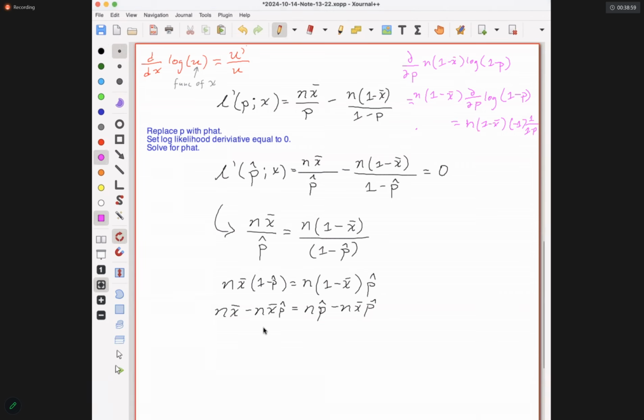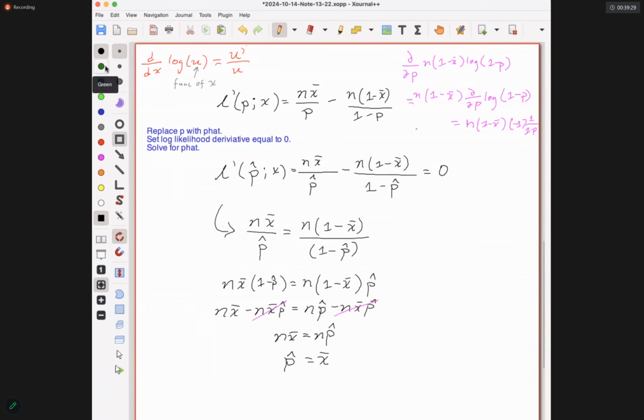So we've got a minus n x bar p hat on both sides. And so now we have n x bar equals n p hat. We divide by n on both sides, and we have that p hat is equal to the sample mean.